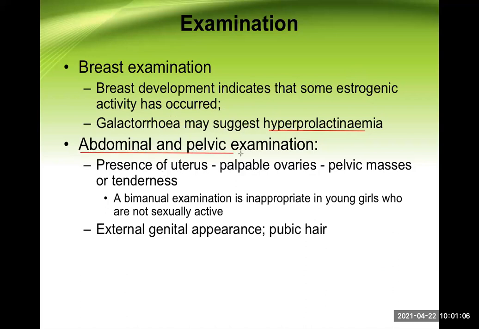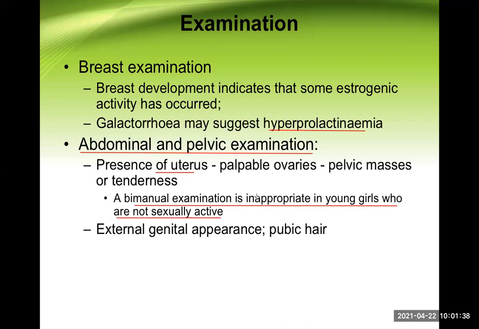Examine the abdominal and pelvic cavity. Now, examine for the presence of uterus. We always do that. First, we do bimanual examination, and then we take the help of investigations. Ultrasound will clearly tell us whether uterus is there or not, whether ovaries are there or not. But remember one thing, a bimanual examination is inappropriate in young girls who are not sexually active.